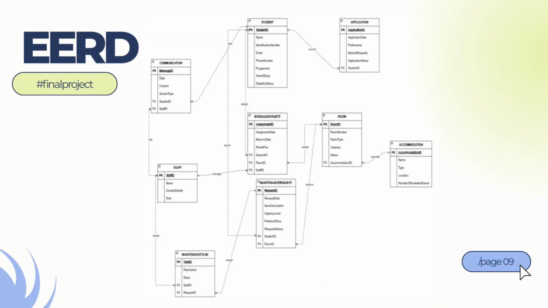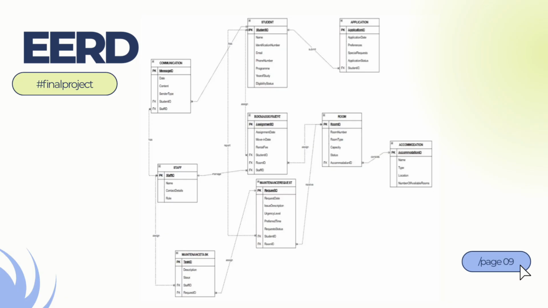The first relationship is between student and application. A student can submit multiple accommodation applications over time, but each application belongs to only one student. Therefore, the relationship between student and application is one-to-many. The second relationship is between accommodation and room. Each accommodation, such as a dormitory or apartment, contains multiple rooms. However, each room belongs to only one accommodation. Therefore, this is also a one-to-many relationship.